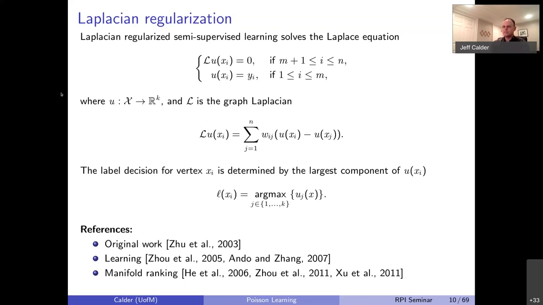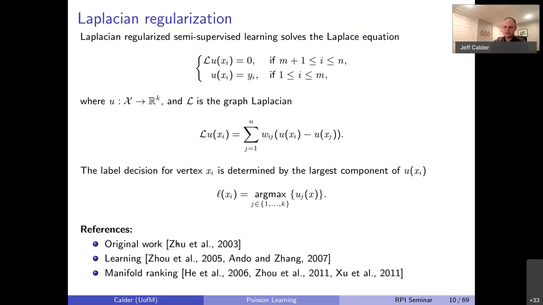Notice that this function u is vector valued. We have k classes, and these are all one-hot vectors for the labels. So when you solve this Laplace equation, you get a vector-valued function. And to decide on the class label for each node, you just take the component of u that's largest at each node. So you basically project to this simplex.